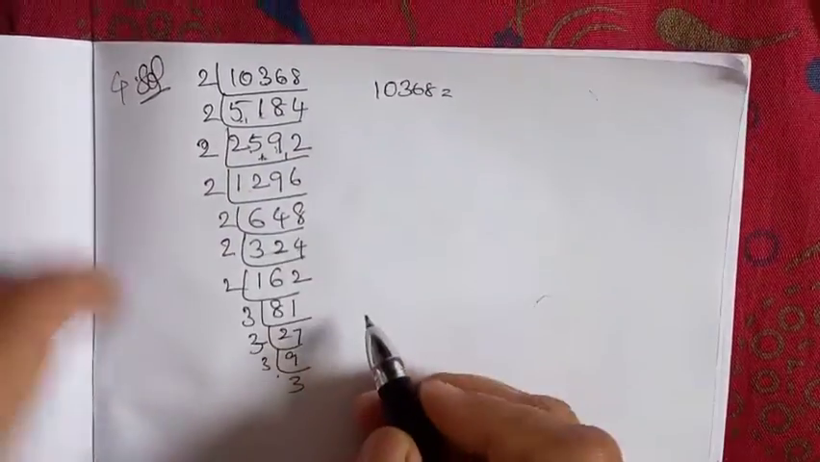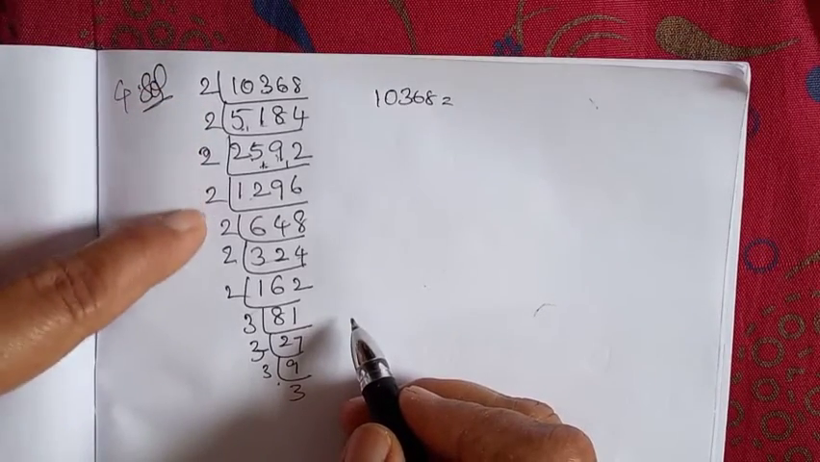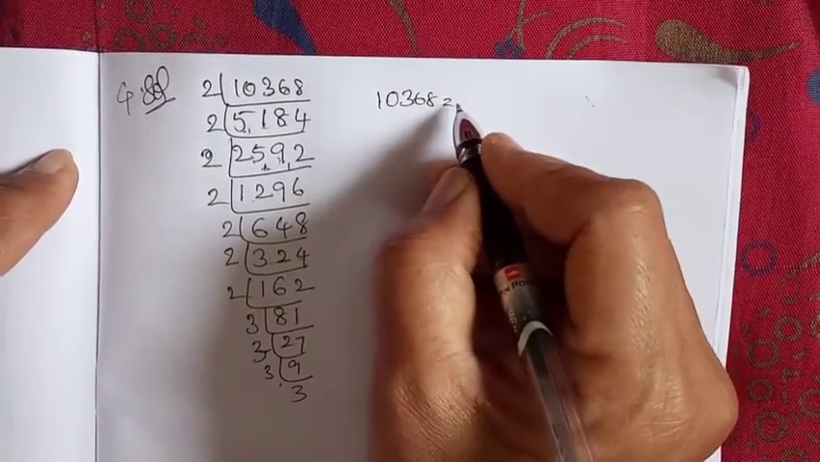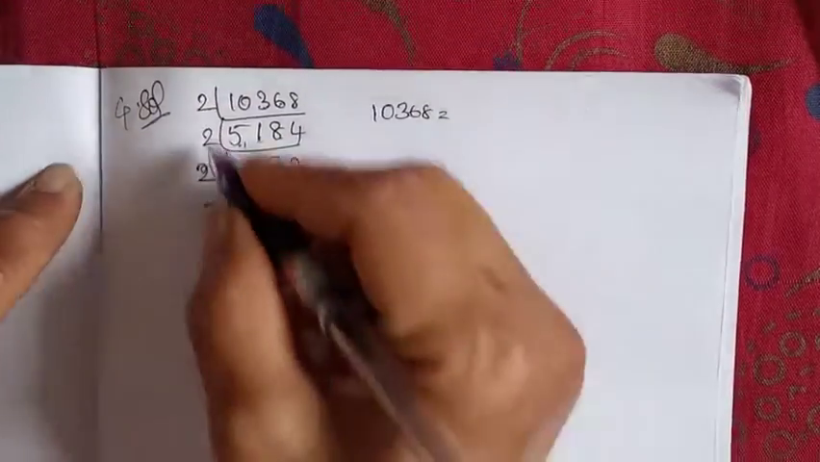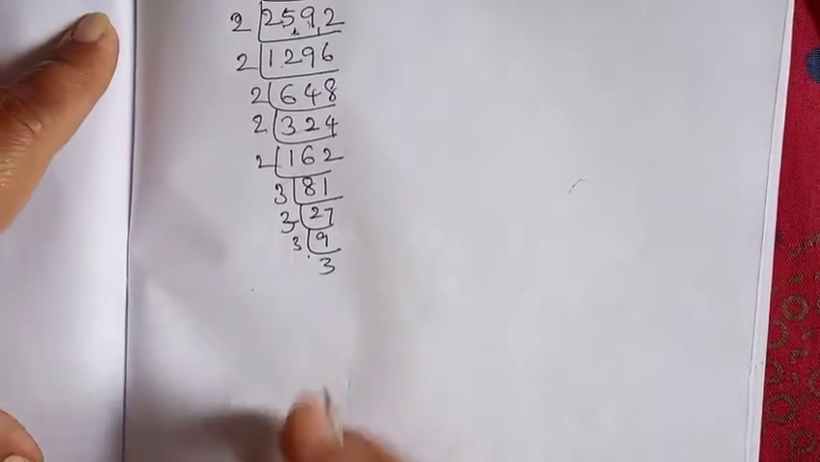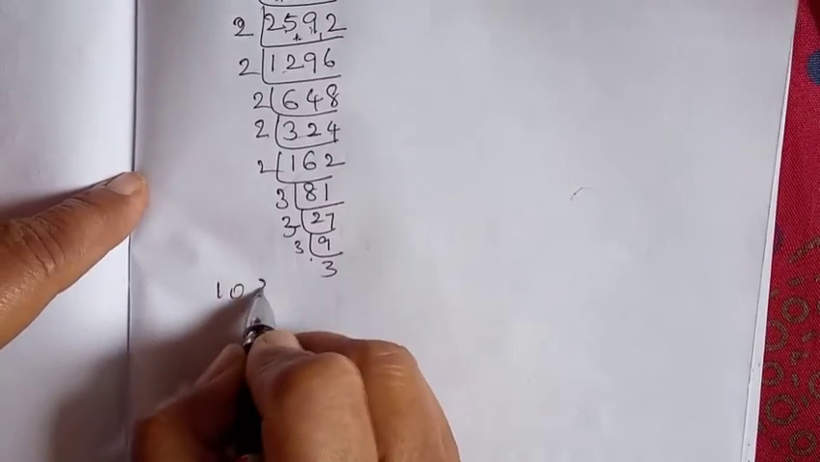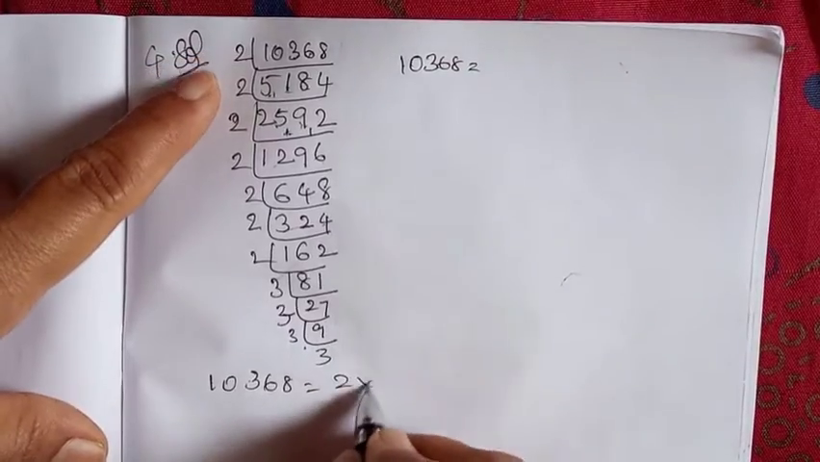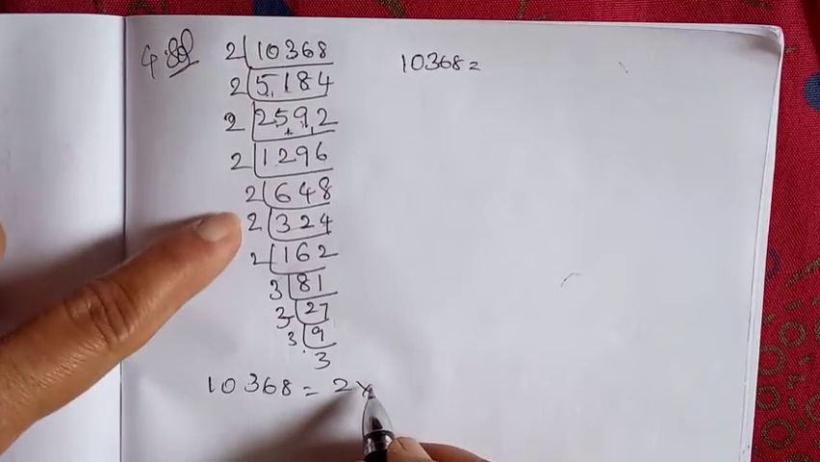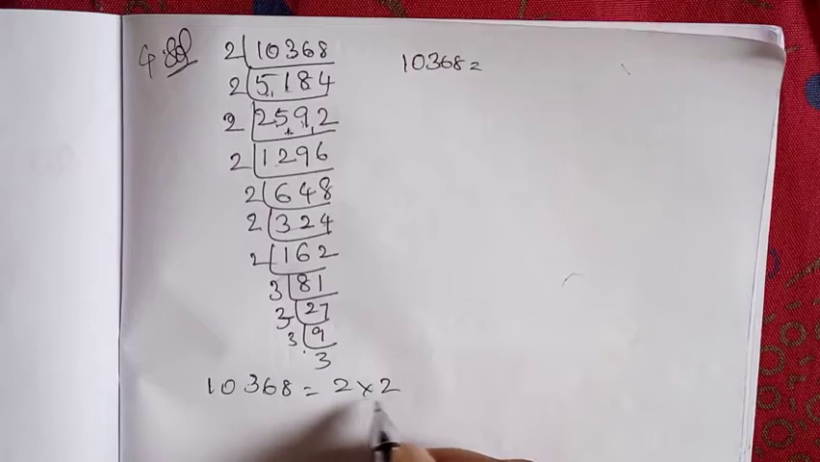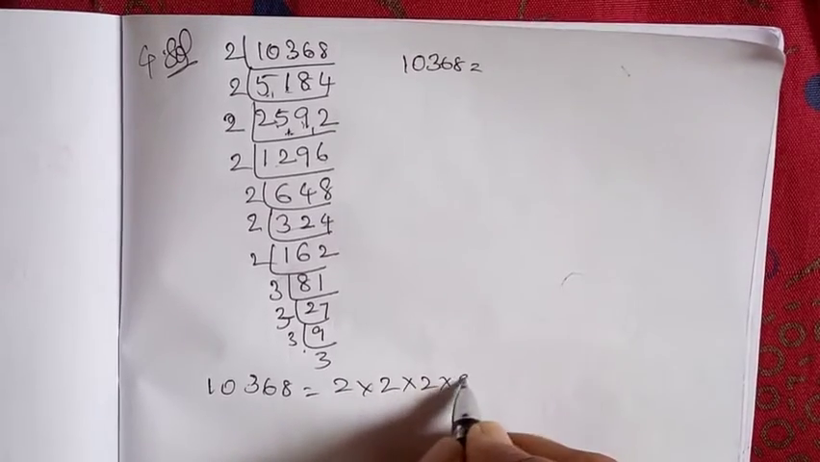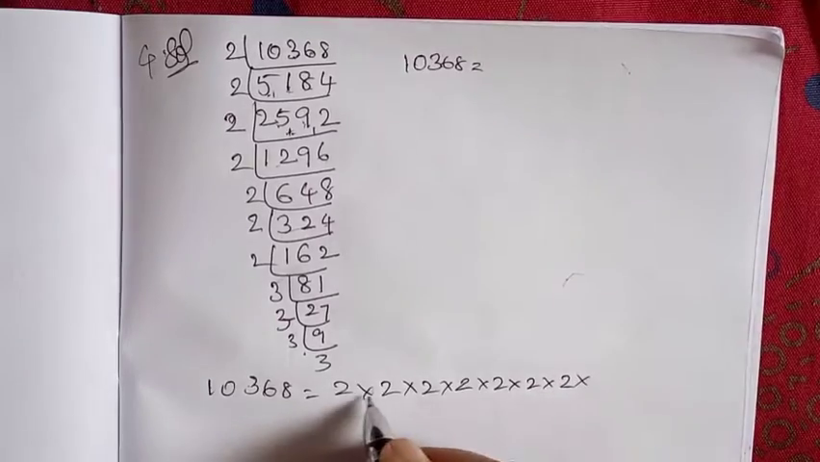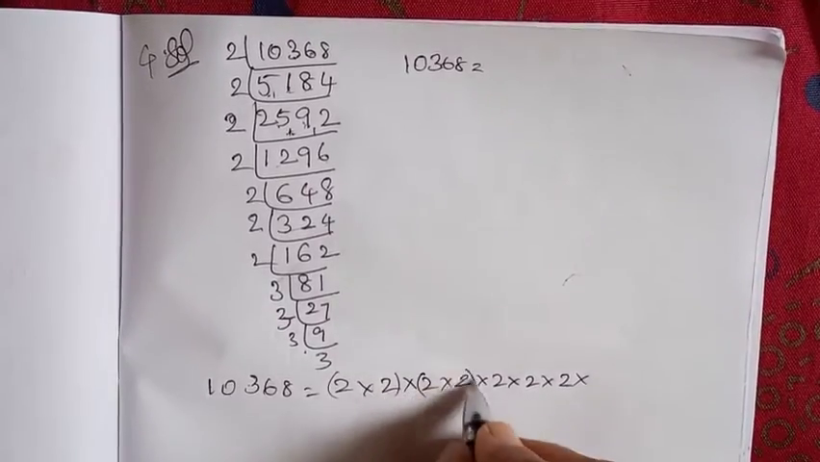10,368 is equal to 1 2 3 4 5 6 7. Or else we can write, because so many factors are there, we will write under this. 10,368 equal to how many?